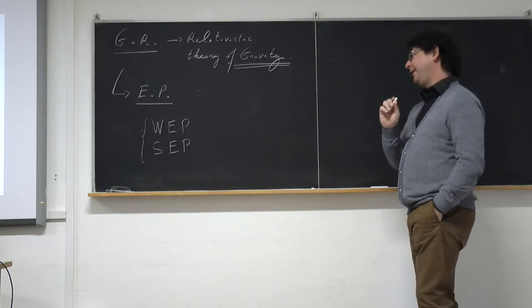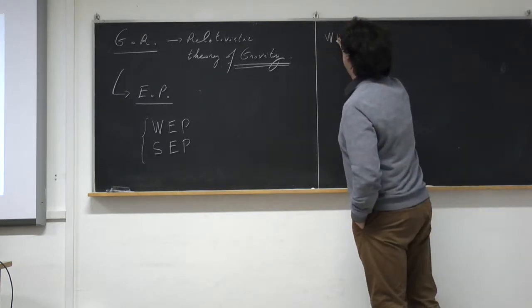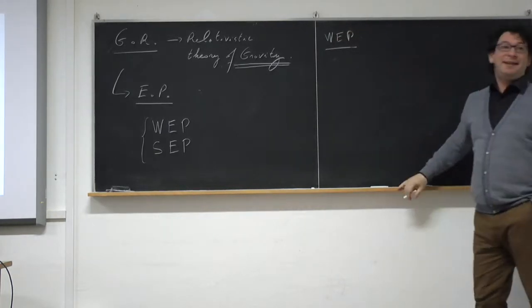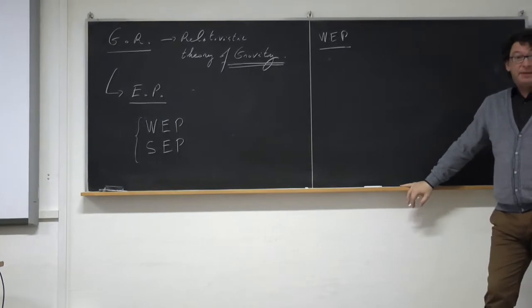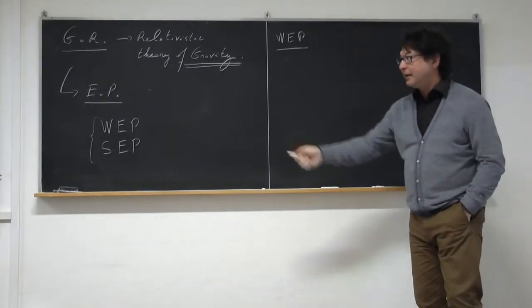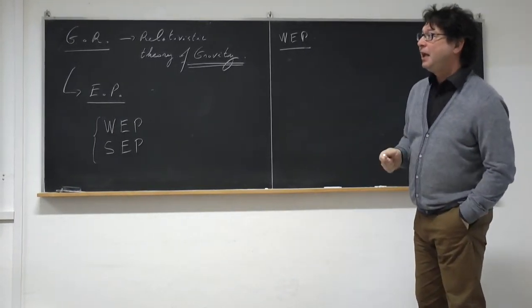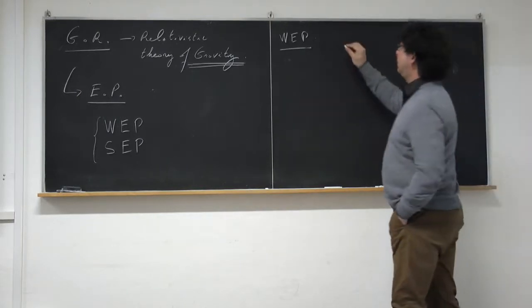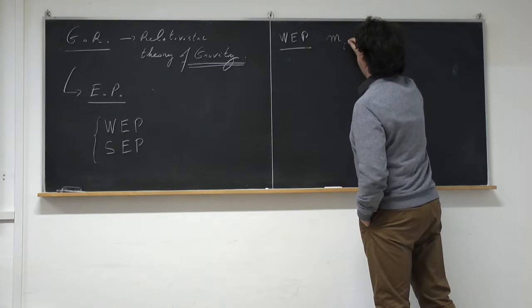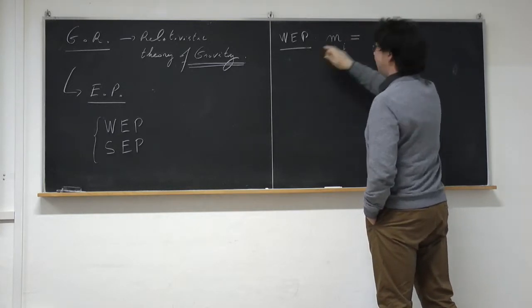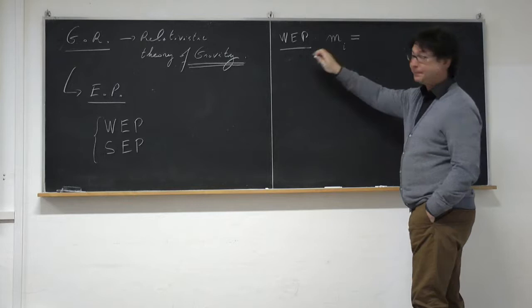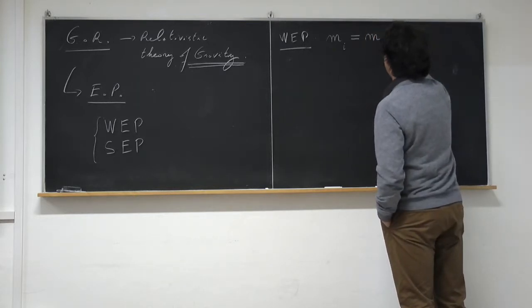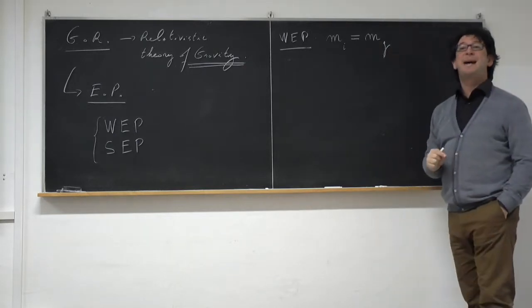Let's consider the weak equivalence principle first. What is the weak equivalence principle saying? Inertial mass equals gravitational mass. So the inertial mass of an object is exactly, according to this principle, equal to the so-called gravitational mass.